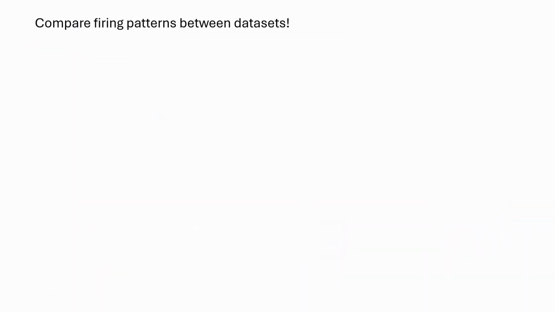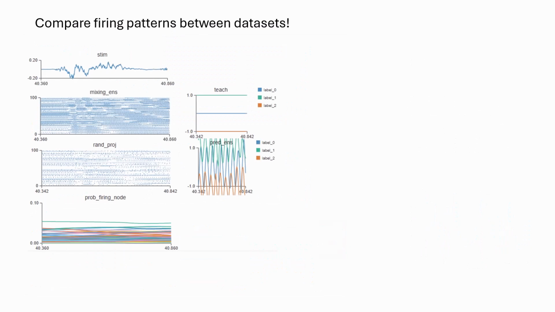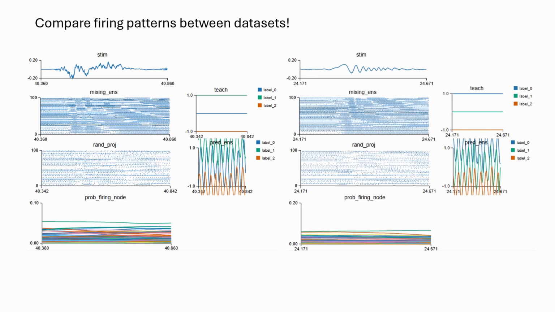So we can compare the firing patterns between data sets. So with one stimulus, a particular bird call, we get a characteristic response in the mixing ensemble. With a very different stimulus, a very different bird call, we get a different characteristic response across the mixing ensemble. And so again, we're doing a cross-entropy loss function comparing the entropy of layer 1 or layer 2 against the entropy of the random projections model, the uniform random distribution.